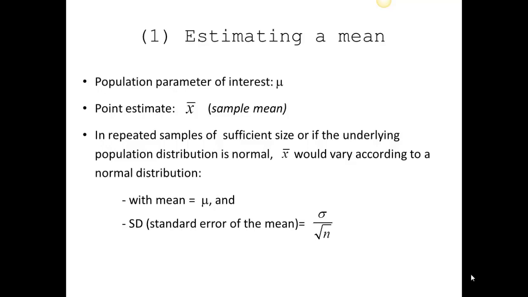We can first of all define our population parameter of interest. Often we use the Greek letter mu when it's a population mean. Our point estimate is the mean in the sample. We can call that x bar.